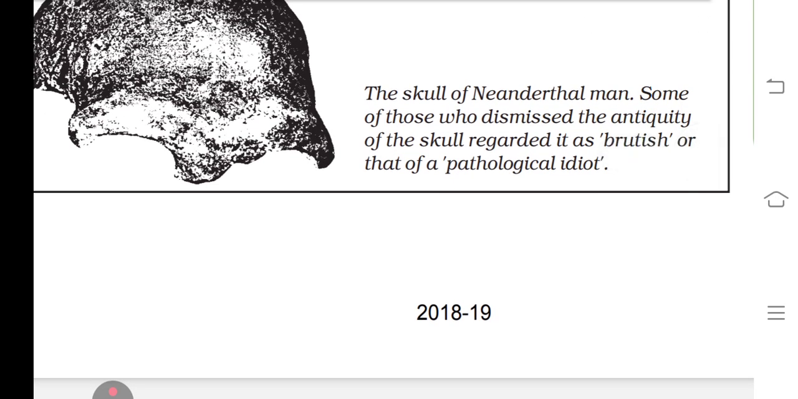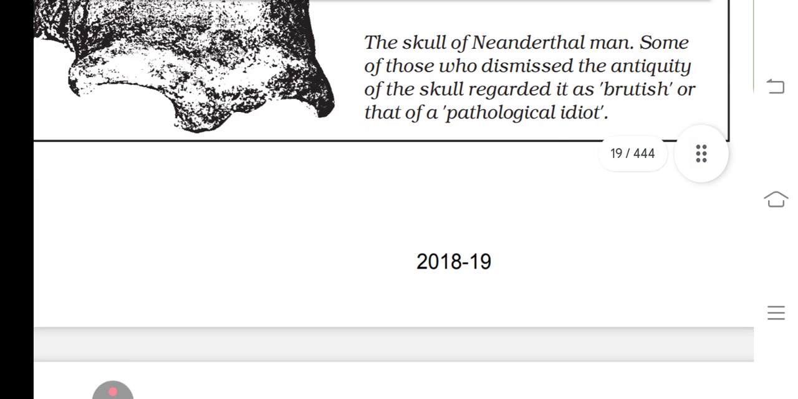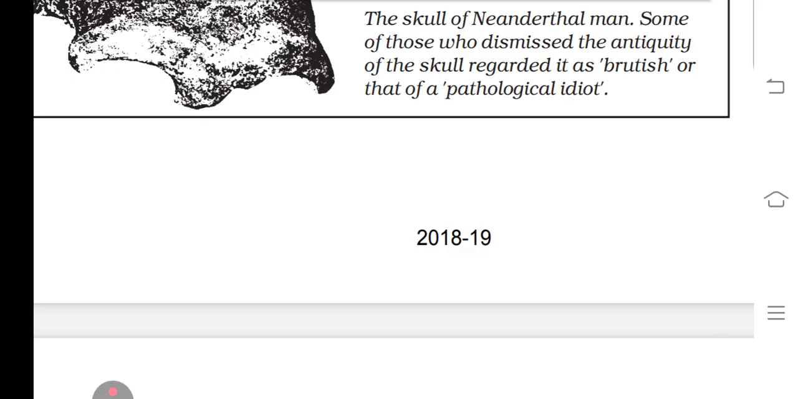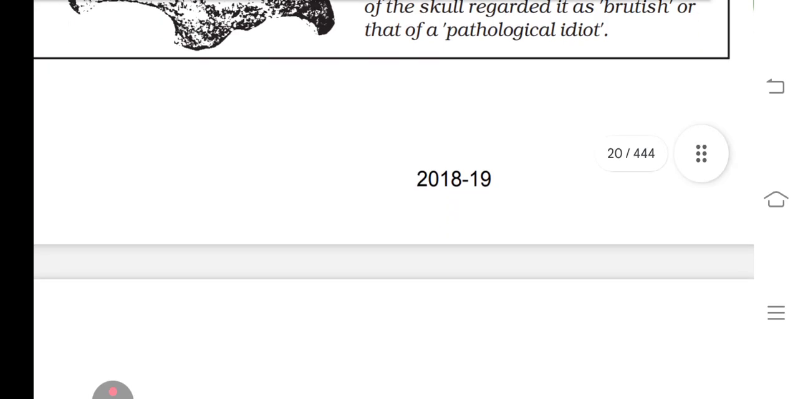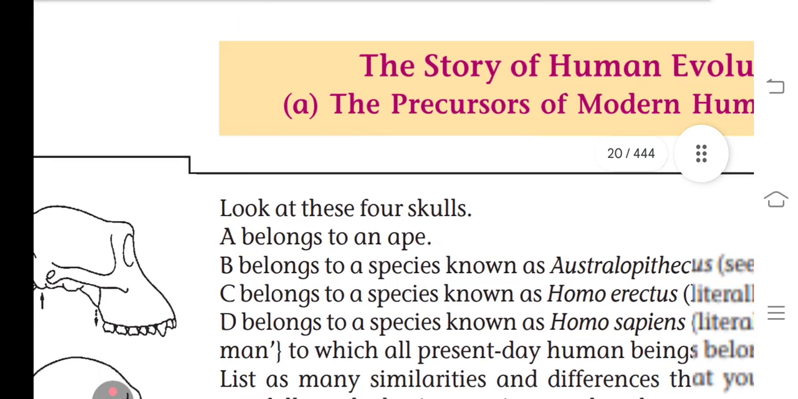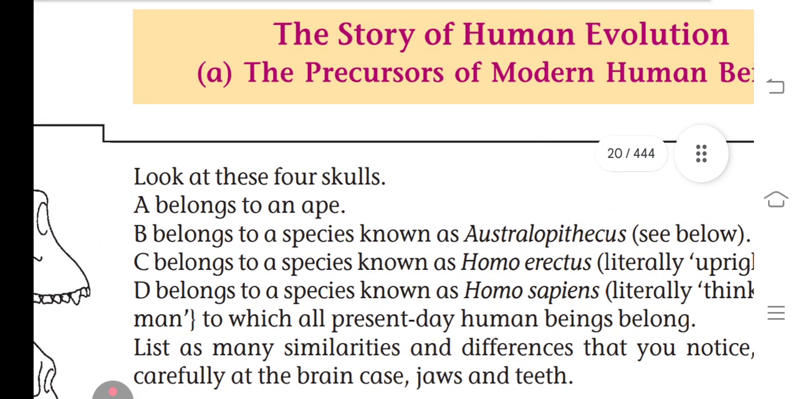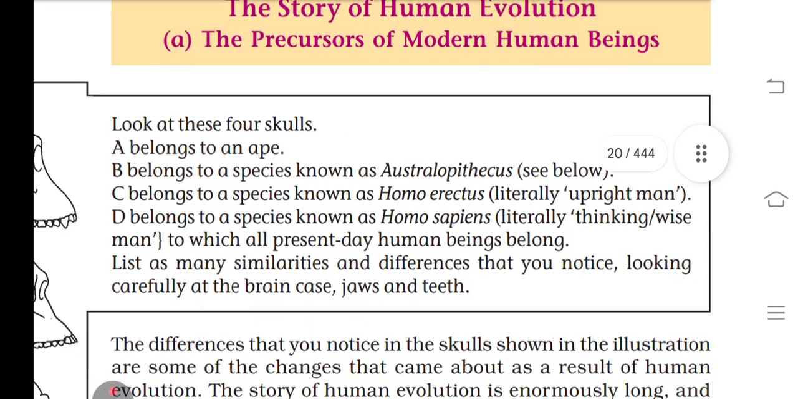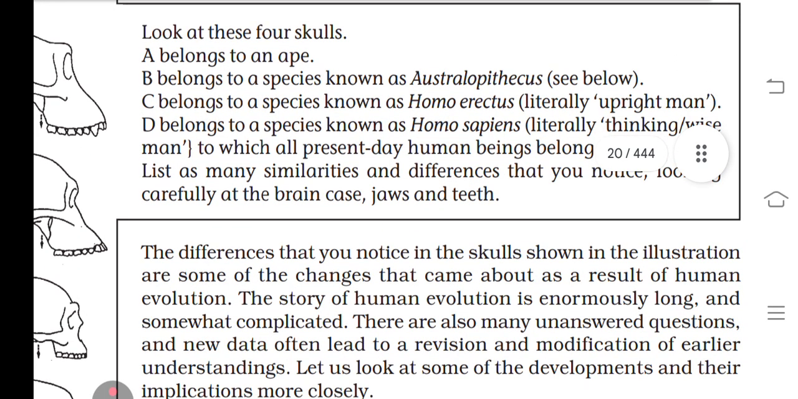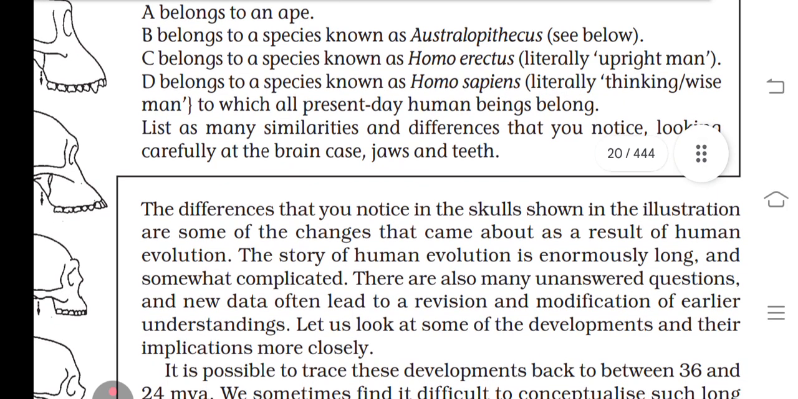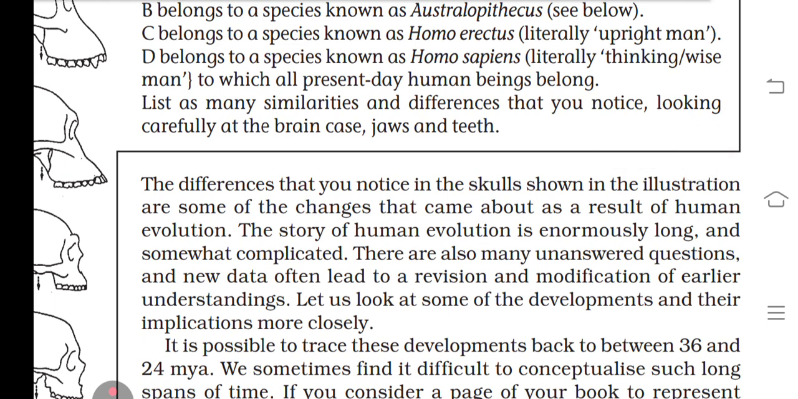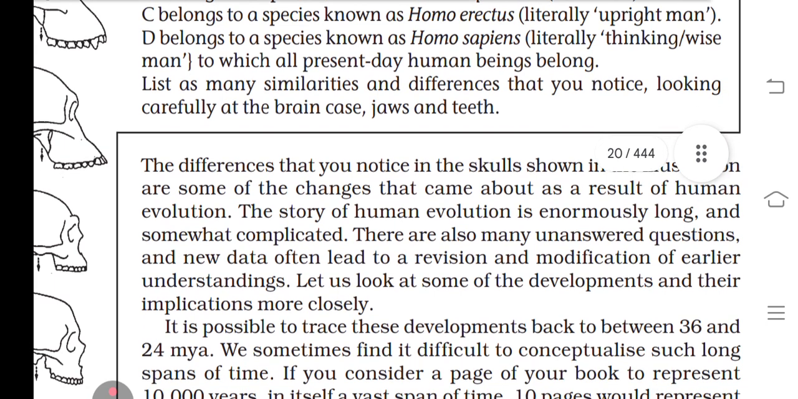Some, like the Neanderthal, were dismissed, and some of those who dismissed the antiquities regarded it as a brutish or pathological idiot. The story of human evolution, the precursors of modern human beings: look at the four groups belonging to the ape family, the species known as Australopithecus, Homo erectus, Homo sapiens, present-day human beings.